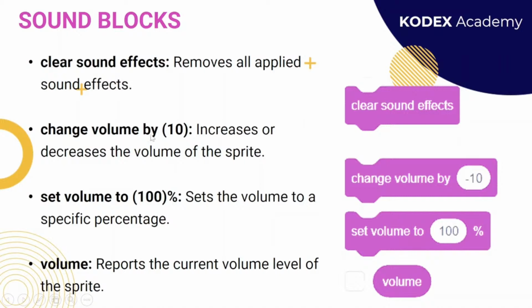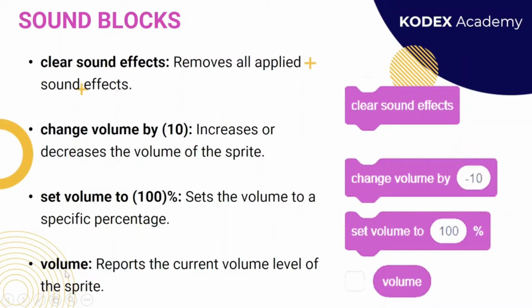Next one is change volume by 10. This one is used to increase or decrease the volume of the sprite. If you put in a minus value, it means decrease the volume, and if you want to increase it, make this number positive. Next one is set the value. Same here, set the specific volume of your sound in your animation. By default this percentage shows 100%, but you can change it and set a specific percentage value of the volume in your animation.